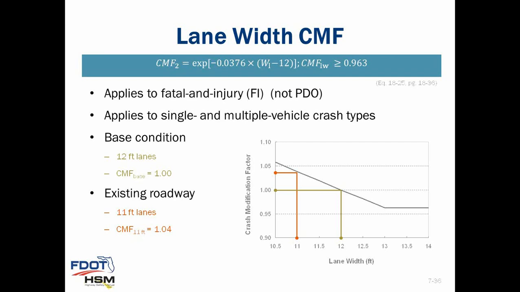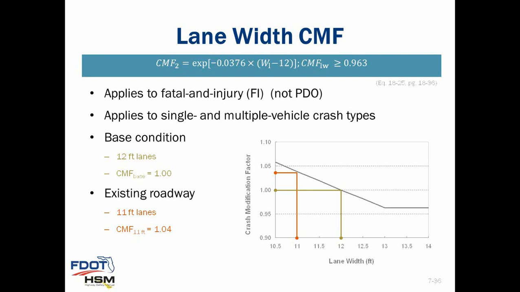The relationship between the CMF value and lane width is shown in the figure. The x-axis represents the lane width ranging from 10.5 to 14 feet. The y-axis represents the corresponding CMF value. The brown and red lines in the figure show how to determine the lane width CMF for 2 different widths. For the base condition width, which is 12 feet, you locate 12 on the x-axis, go up the vertical brown line to the CMF trend line, and then follow the horizontal line over to the y-axis where we find the CMF value of 1.0, as we expected for a base condition.